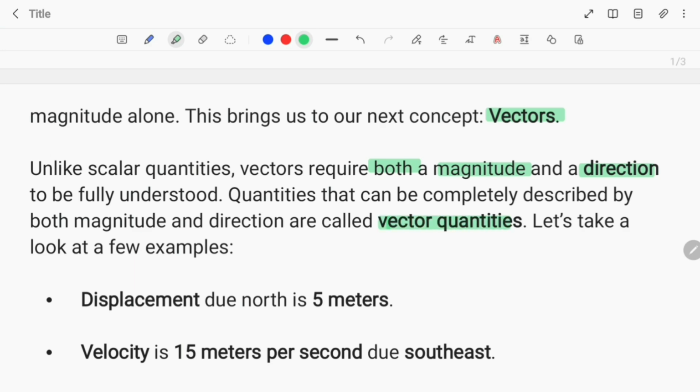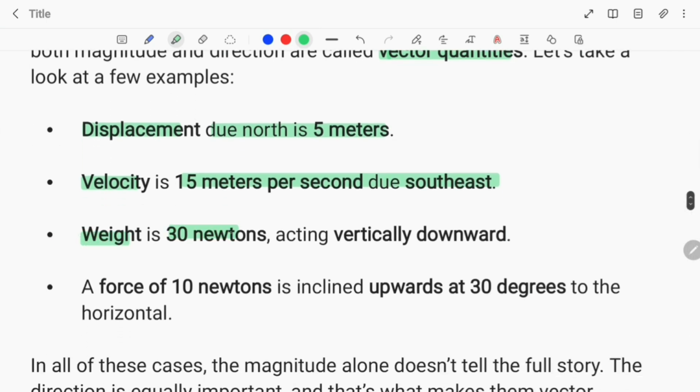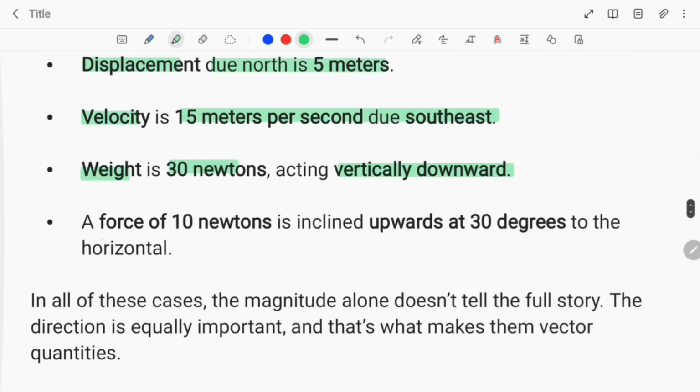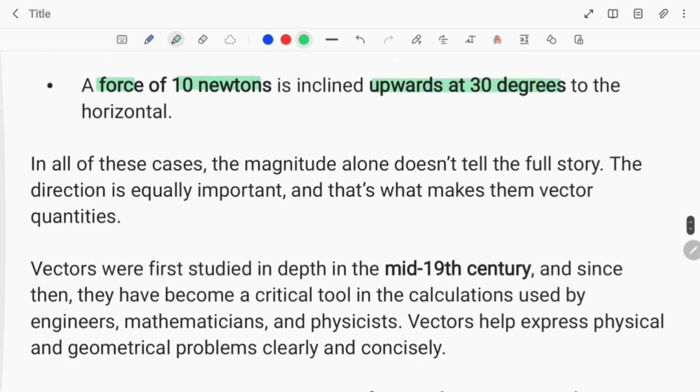Let's take a look at a few examples. Displacement due north is 5 meters. Velocity is 15 meters per second due southeast. Weight is 30 newtons acting vertically downward. A force of 10 newtons is inclined upwards at 30 degrees to the horizontal. In all of these cases, the magnitude alone doesn't tell the full story. The direction is equally important, and that's what makes them vector quantities.